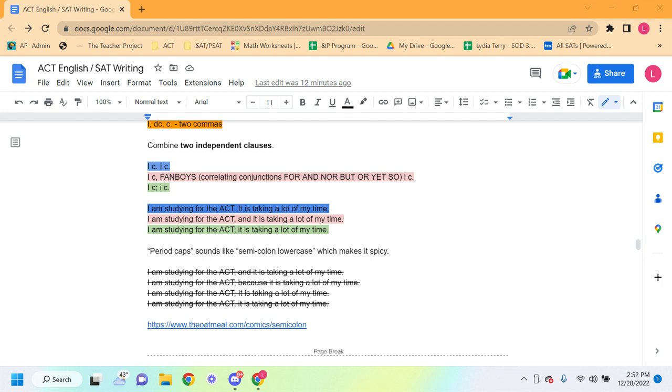Okay? I'm studying for the ACT, period, caps, it has taken a lot of my time. I'm studying for the ACT, comma, and it has taken a lot of my time. I'm studying for the ACT, semicolon, it has taken a lot of my time. Okay? Period caps sounds like semicolons, lowercase. You can't really distinguish the difference, which makes it spicy.